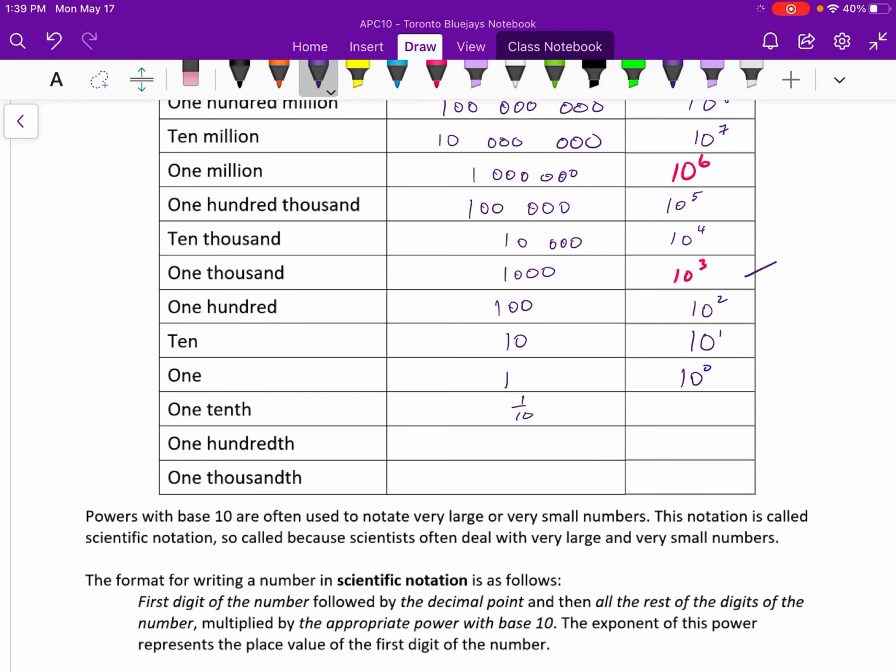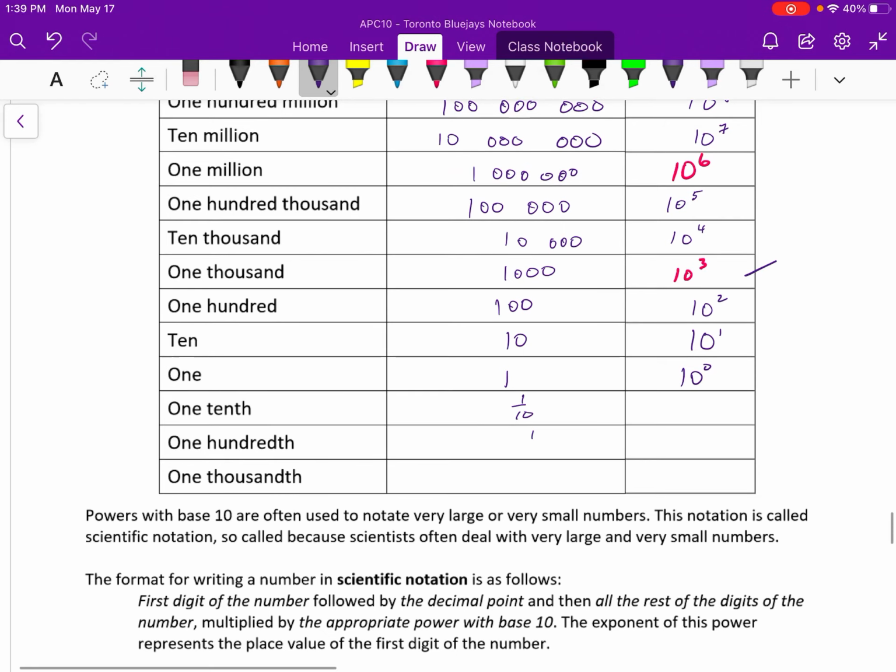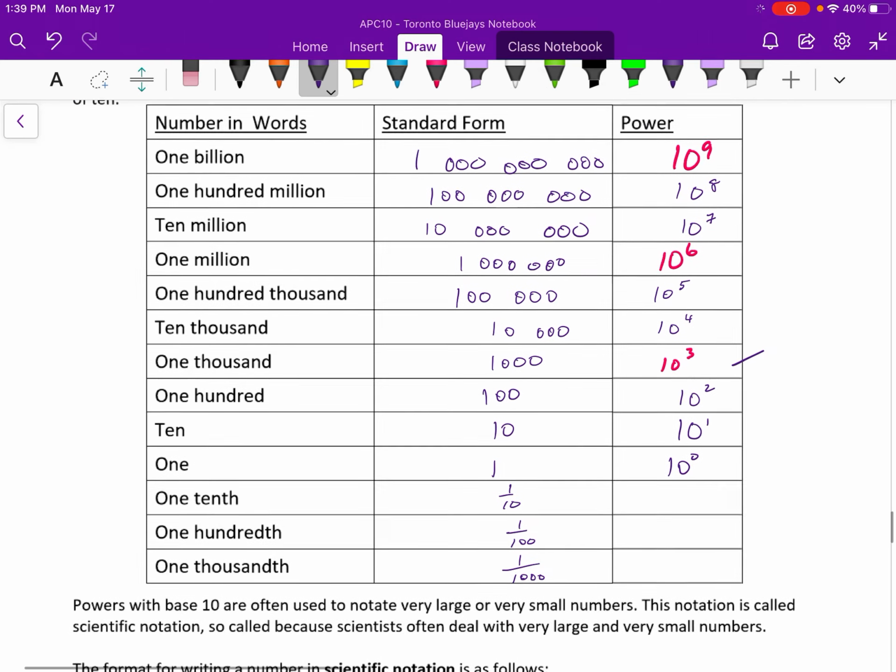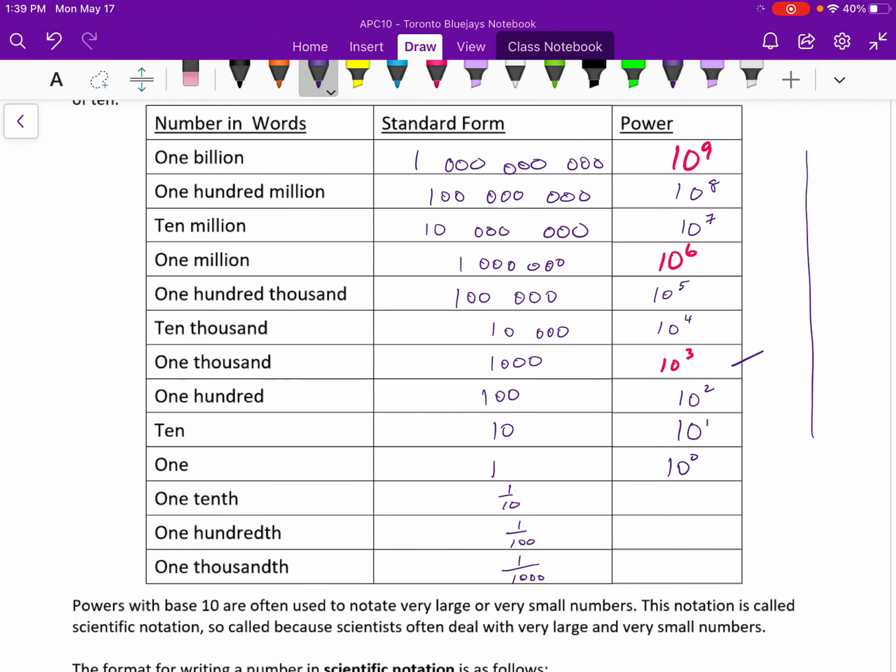Now, what is 1/10? 1/10 is 1 over 10. 100th means 1 over 100. 1,000th means 1 over 1,000. Can you make a pattern with the exponents, what you think they will be? Sure, 1/10 is 10 to the power of negative 1. 10 to the power of negative 2. 10 to the power of negative 3. So this is scientific notation.